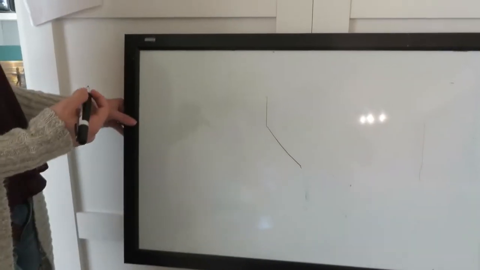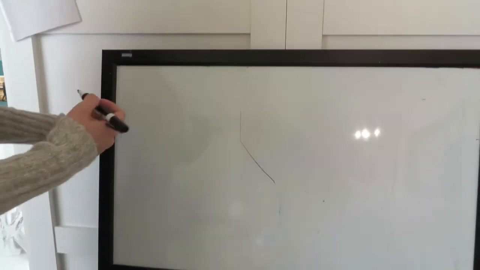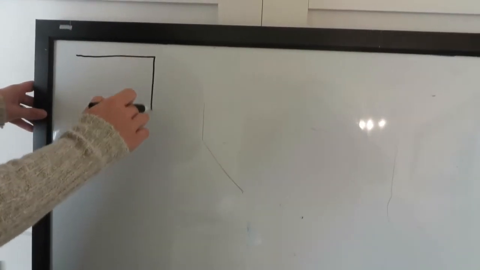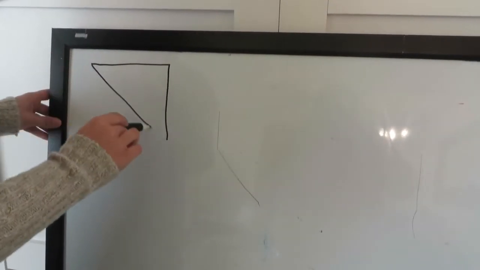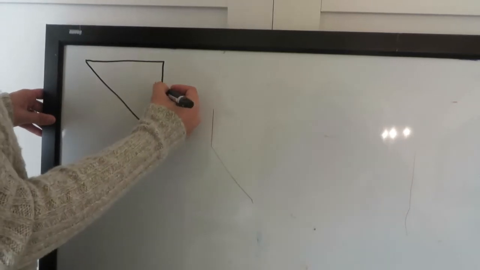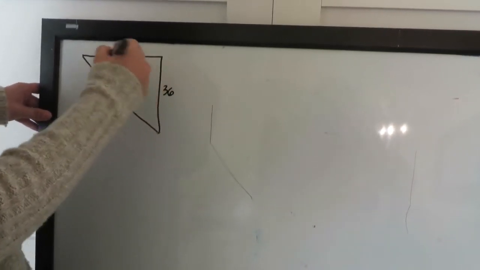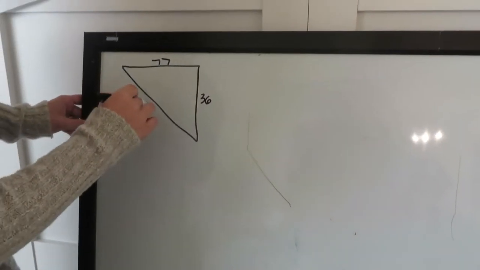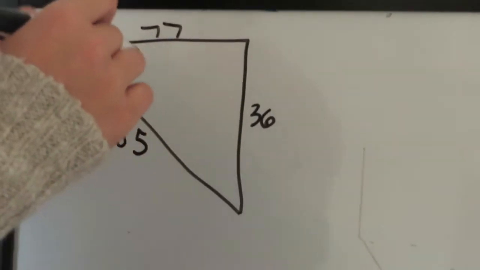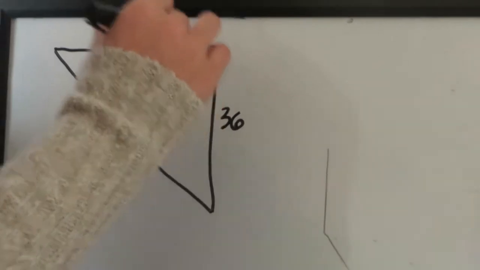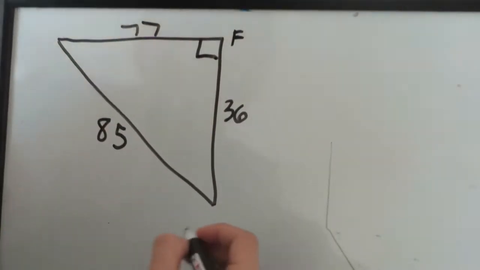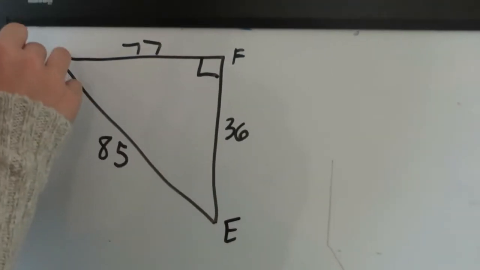We're going to find the sine, cosine, and tangent values for angle D and E below. So this is what the problem triangle is going to look like in the problem. So this is 36, this is 77, this is 85, and they were all previously given. And this is a right angle. So this is F, E, and D.